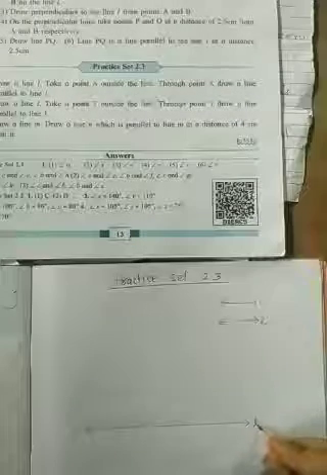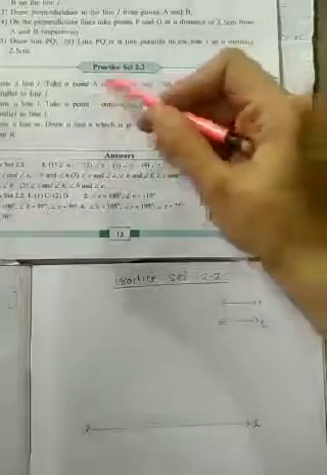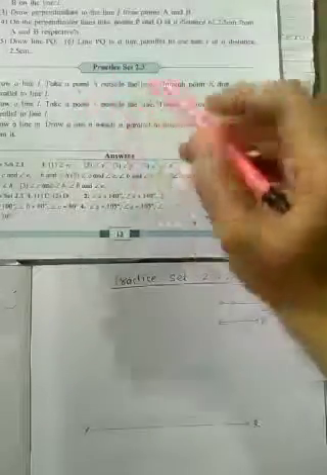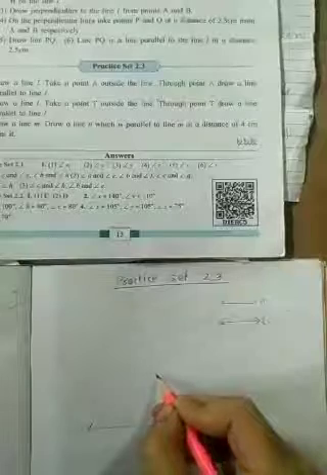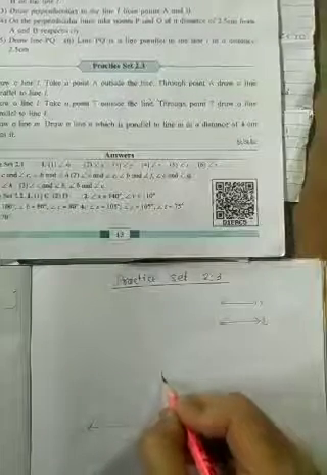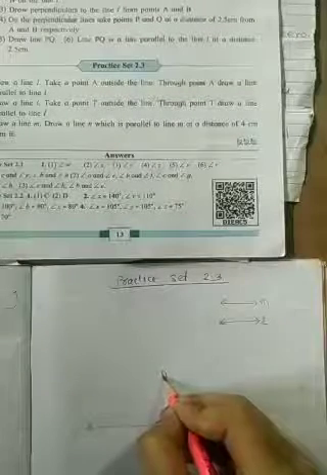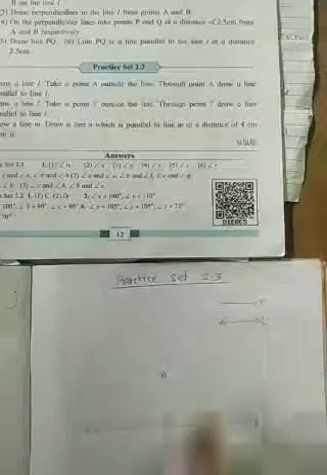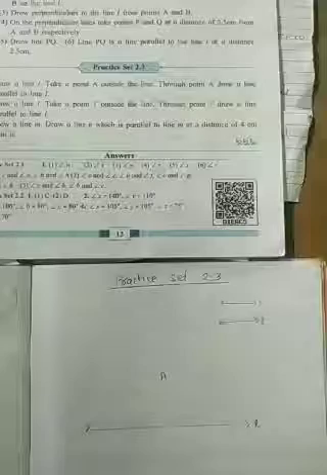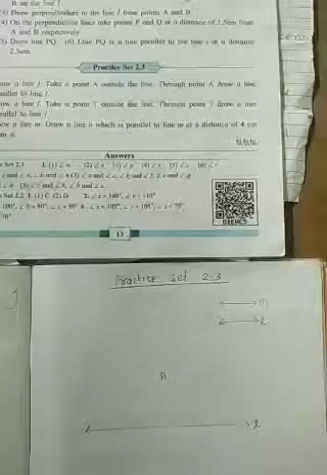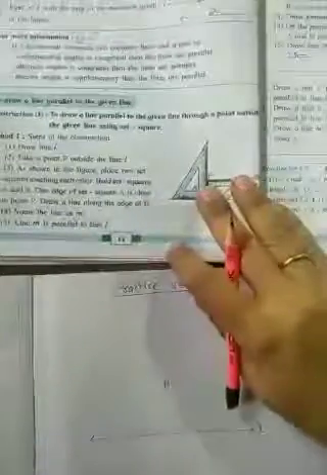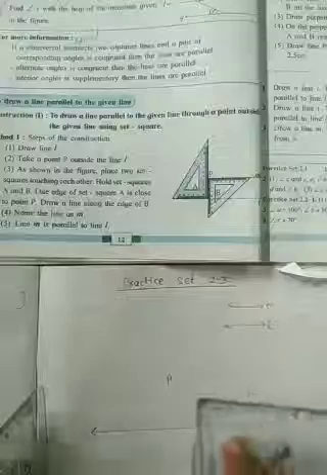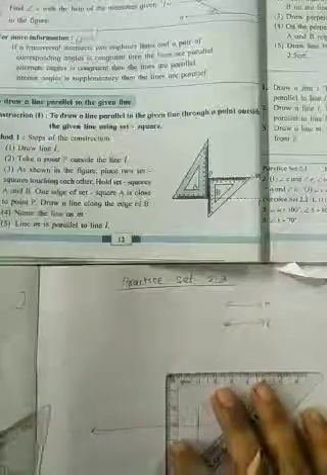This is your line L, and here you have to take a point A outside the line. Then here you take point A. Now from A you have to draw a parallel line. For this you use the set square, as it is given in this method. Keep your set square like this. First set square you keep like this.